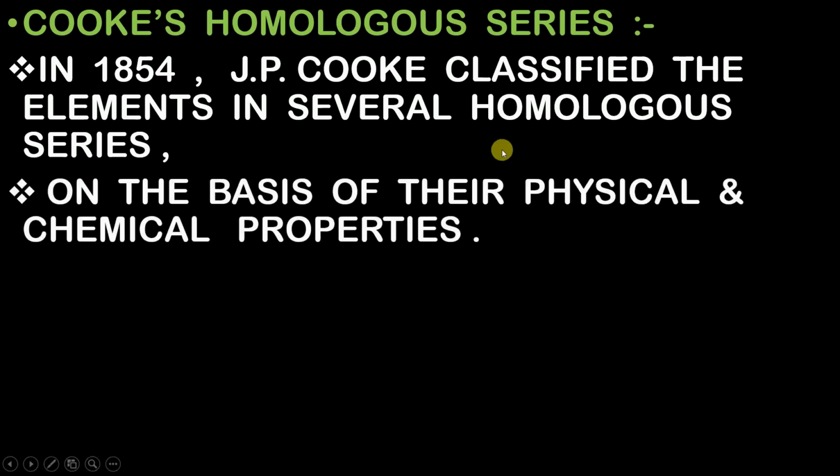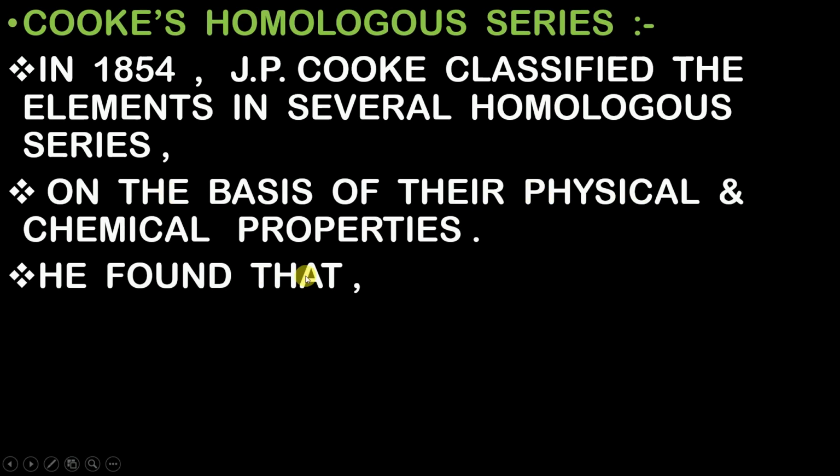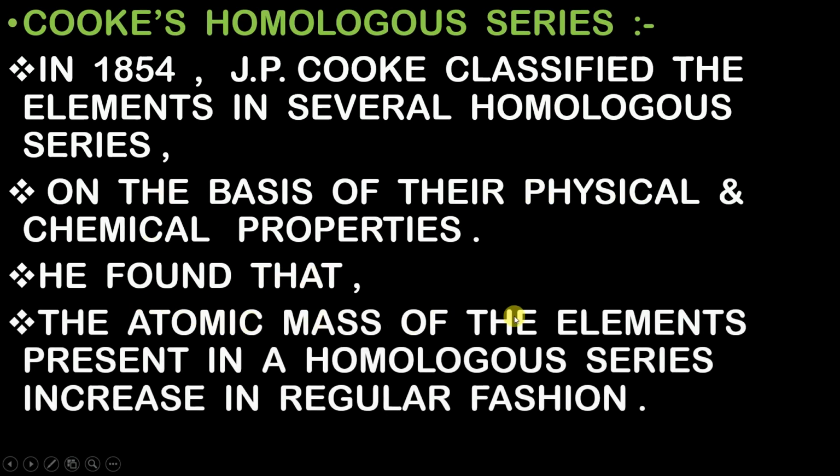Now comes Cooke's homologous series. Now this is a weird series, a unique method. Let's understand it. In 1854, J.P. Cooke classified the elements in several homologous series, which means that he created homologous series of different elements according to him, on the basis of their physical and chemical properties. And he discovered that the atomic mass of the elements present in a homologous series increases in a regular fashion. I know that you have not understood anything from this statement, but I make sure you will understand when you look at this table over here.